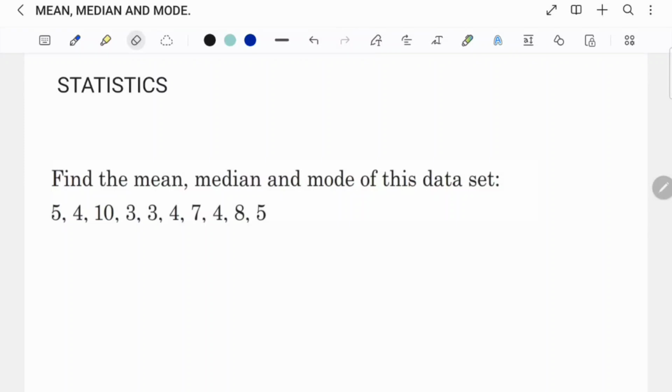Hello everyone. Today we are going to learn about the mean, median and mode for both grouped and ungrouped data. It's an important topic for O-levels and IGCSE maths and a subtopic of statistics. And we'll also solve some past paper questions together.